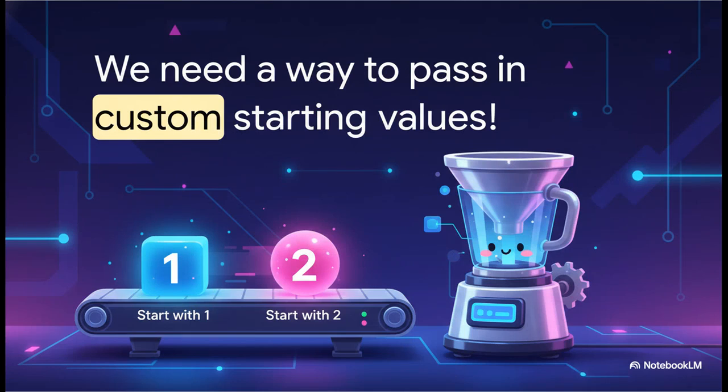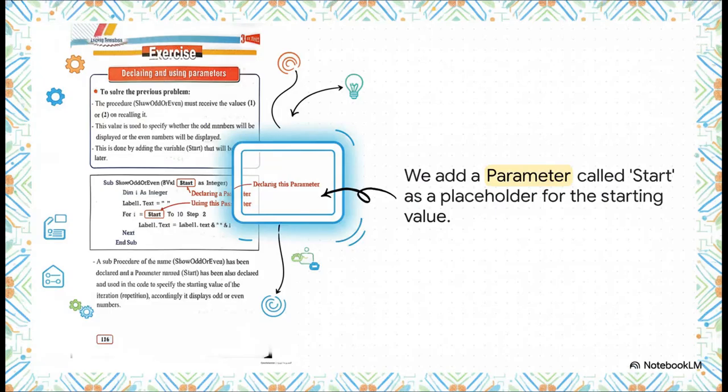To fix this, our recipe needs a way to take in different ingredients. We need to be able to tell our procedure, hey, for this button, I want you to start counting at 1. And then for the other button, okay, now for this one, start counting at 2. And the way we do this is by adding something called a parameter. Take a look at the code where we create the procedure. See inside the parentheses? We've added a little placeholder called start.